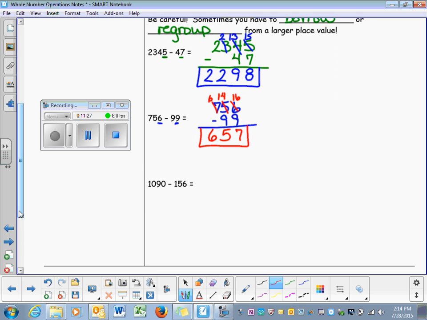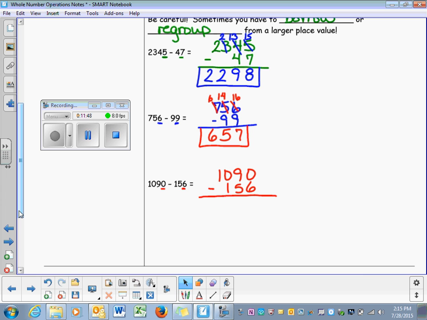I believe this is our last subtraction problem. 1090, with this last 0 being in the ones place, minus 156, with the 6 being in the ones place. So 1090, 6, and then 5, and then 1, lining up my columns. All right, 0 minus 6. So again, I'm going to have to regroup here. I'll take 1 away from the 9, and I will add it to the ones place.